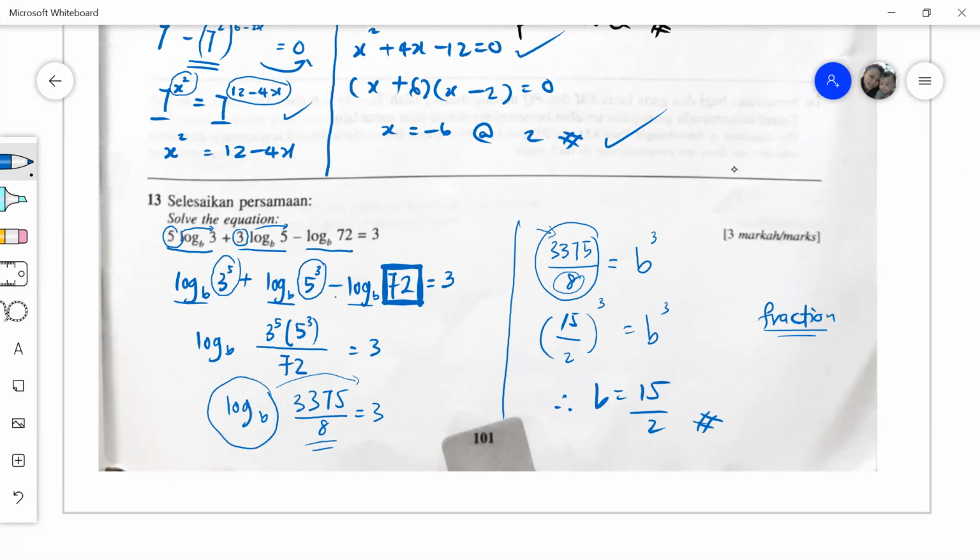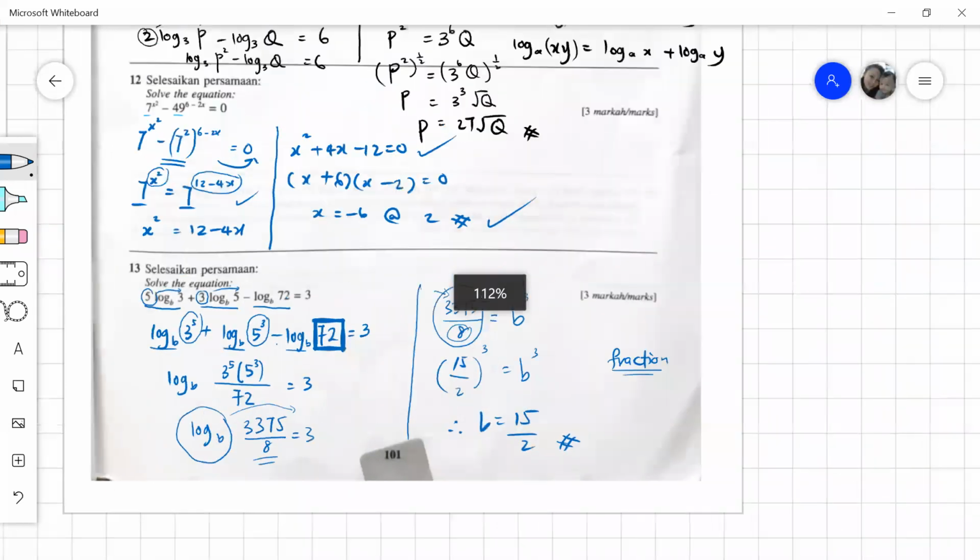Found the answer. Easy? You must start right. You start it right, then you get the answer easily. Any question? No. Super easy, right?